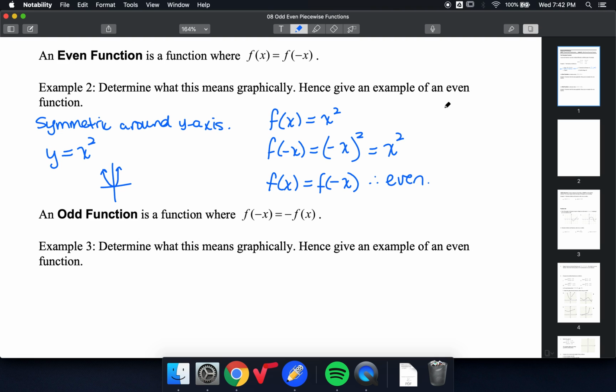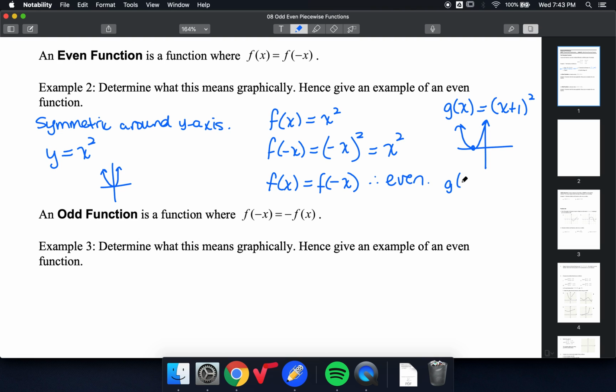But don't think that just because a function has an x squared in it, it's going to be even. So let's think of, for example, x plus 1 squared. Well, this is the x squared graph shifted 1 to the left. So that looks like this, which is not symmetric around the y-axis. So even though this is a quadratic, it's not an even function.